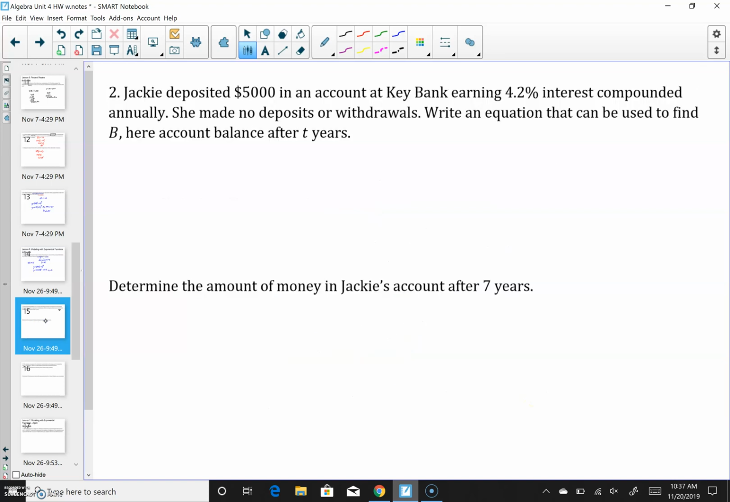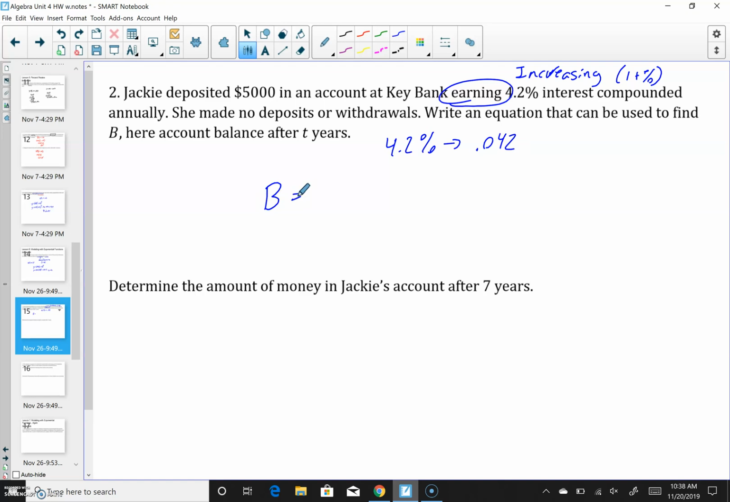In our second one, Jackie deposited $5,000 into an account at Key Bank, earning 4.2% interest compounded annually. She made no deposits or withdrawals. Write an equation that can be used to find B, her account balance after T years. So when they say earning, we're going to be increasing. Therefore, we are 1 plus our percent. So we got to be careful here as we convert 4.2%. It's 0.042.